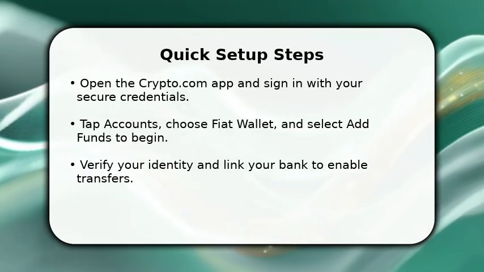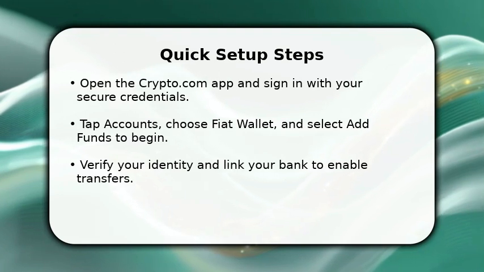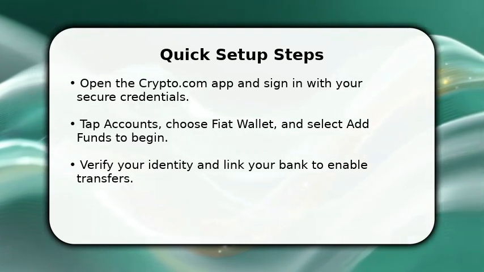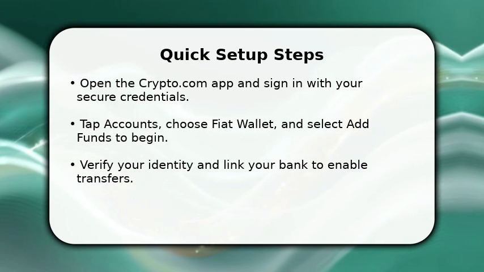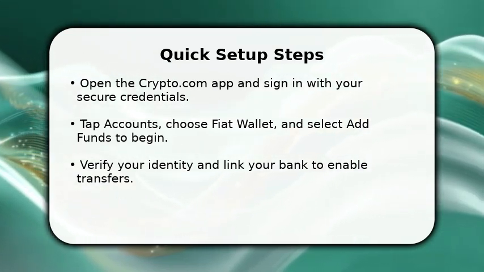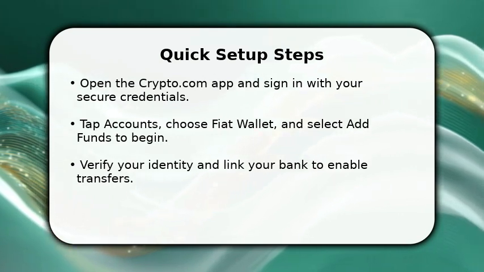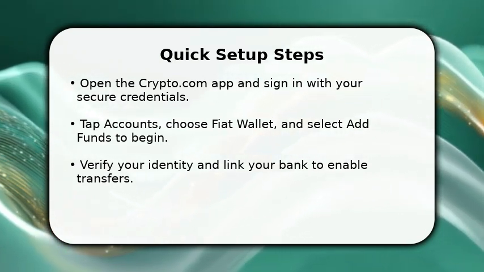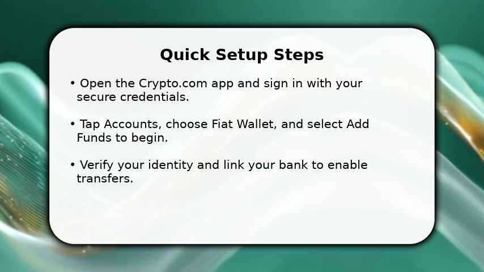In this video, I will show how to set up a Fiat wallet on Crypto. Full guide. Open the Crypto app and sign in, then tap Accounts, choose Fiat wallet and select Add funds. Follow on-screen prompts to link your bank, complete identity verification, and choose your preferred currency and funding method.